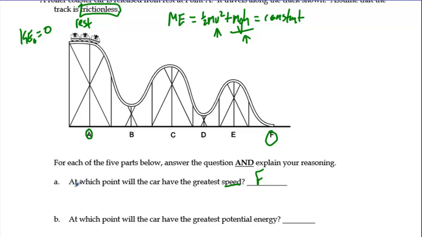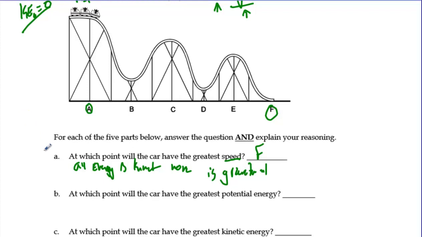And so my reasoning here is all the energy is kinetic. None is gravitational. If there's no gravitational energy, then it's going to have the most kinetic energy because it started with lots of gravitational potential energy. At which point will the car have the greatest potential energy? Potential energy actually is the energy that something has due to its height, and so I'm going to look for the highest spot, which is right here at A. It's the highest.